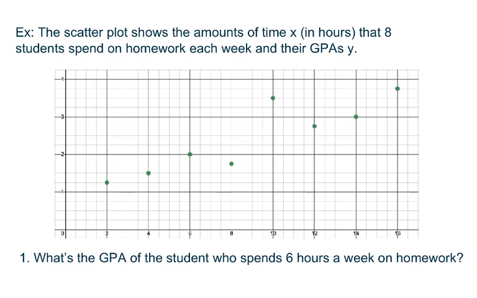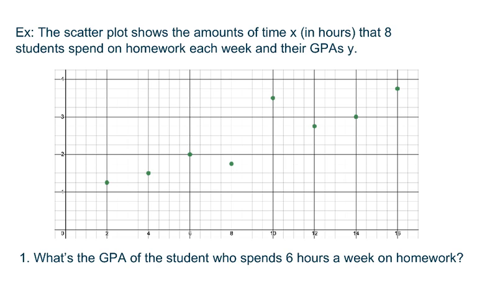Okay, so I've got an example here. You might want to pause the video so you can get this drawn. I've used a lot of screenshots from Desmos, and that's going to be a big help for you going forward, so just keep that in the back of your mind. The scatter plot shows the amounts of time x, in hours, that 8 students spend on homework each week and their GPAs, which are the y values. So take a minute, pause the video, get this copied down, and then we have a couple of questions to answer over this scatter plot.